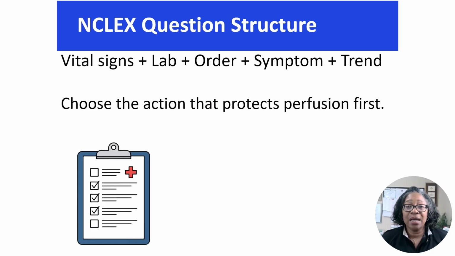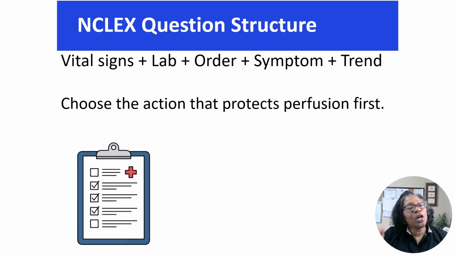So NCLEX. How are the NCLEX questions structured? Most cardiac NCLEX questions have a vital sign. They have some labs, maybe a troponin, a BNP, potassium. Troponin lets you know if there's any kind of heart injury. A BNP lets you know if the person has congestive heart failure. And a potassium tells you, are we going to have an arrhythmia problem, right?